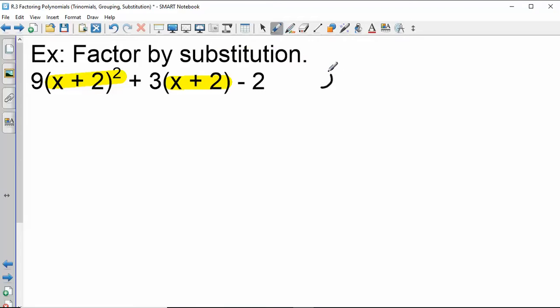So what we're going to do is pick a letter. I usually use U. And I'm going to let it be my x plus 2 to the first. And we're always going to use that method. Let it be the smaller power there. Then I have 9. X plus 2 is the same as U, so that's U squared. Plus 3, x plus 2 is just a U, minus 2.